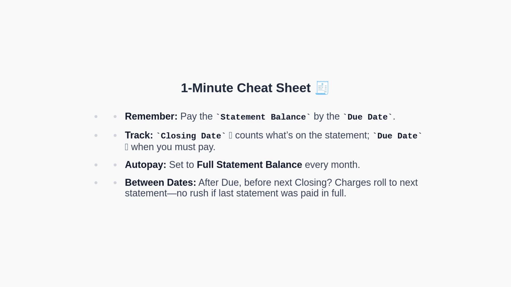Next, here is a quick cheat sheet. Remember to pay the statement balance by the due date. Track the closing date to know what is included on the statement, and the due date to know when payment must be made. Set autopay to the full statement balance. If you make purchases after the due date but before the next closing date, those charges roll into the next statement. No immediate action is required if you paid the prior statement in full.